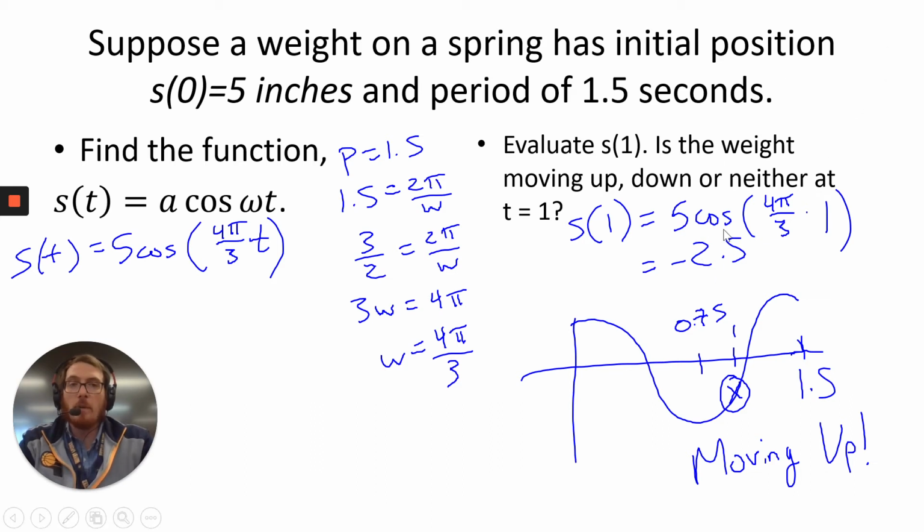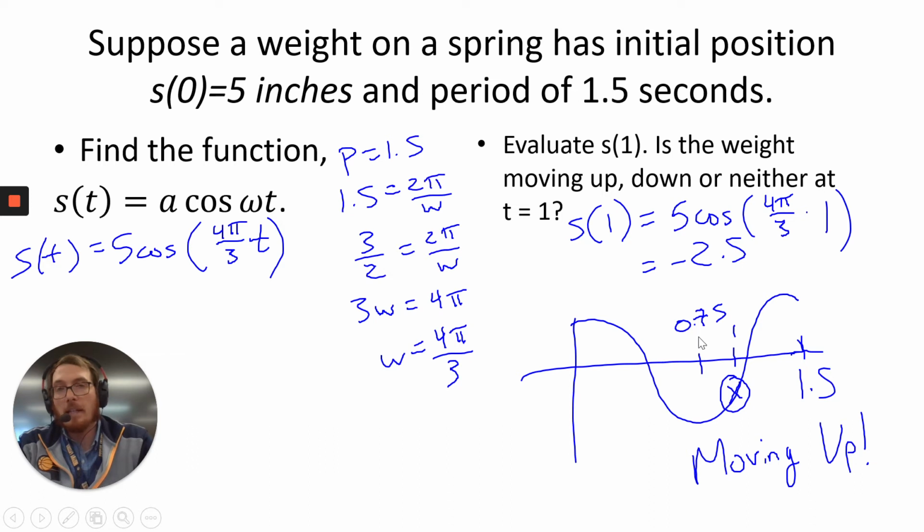Now, the second part of the question is the graph, or is the weight moving up or down? So it's like you let go. At that time, is it on its way back down or on its way back up? And the number itself doesn't tell you that. So the number just says it's below equilibrium, which means it's stretched out. But the important thing about this graph is it's a regular cosine graph because the initial position is positive. It makes the cosine graph and ends at the period of 1.5.